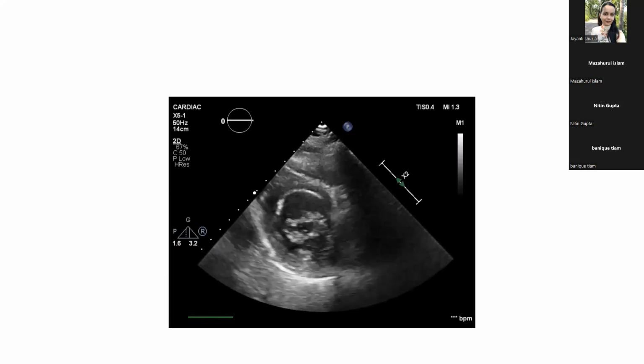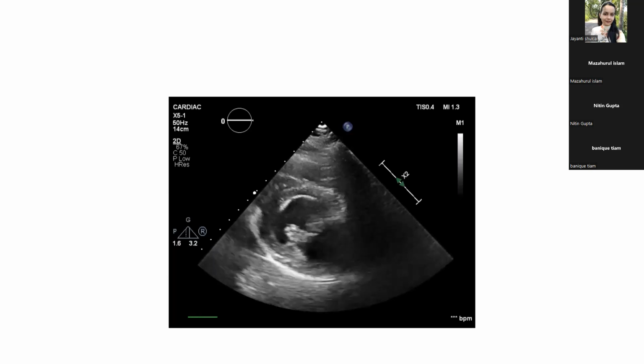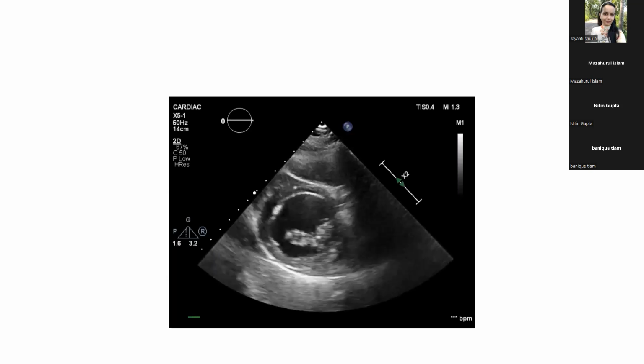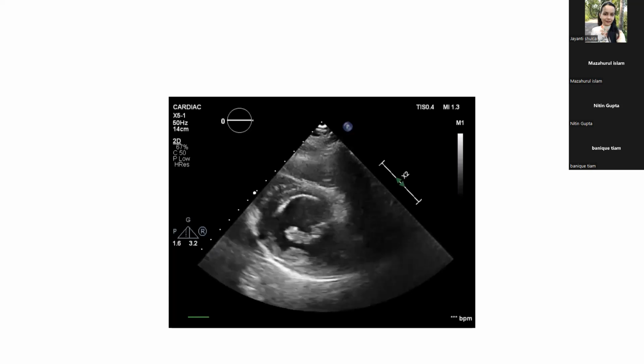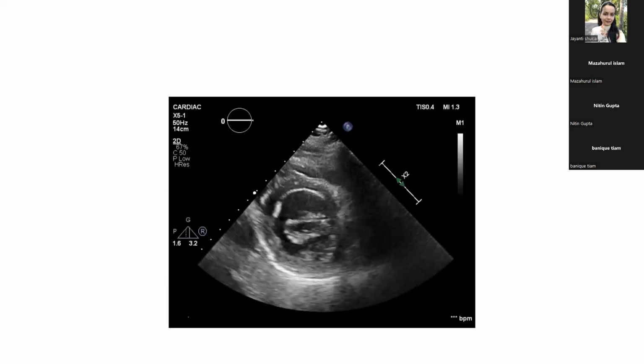Yes, sir. Dr. Nitin, I have assessed this patient and I find that the mitral valve area is 1.1. I want to assess the pulmonary artery pressure. How do I do that?